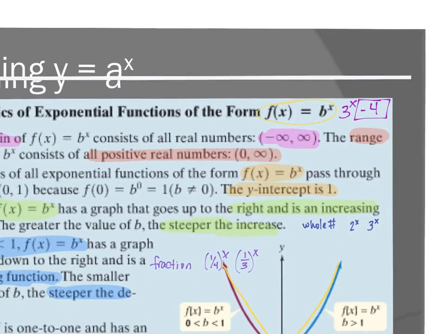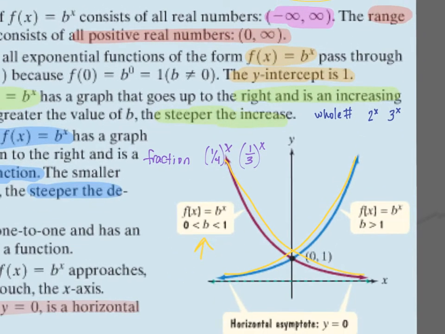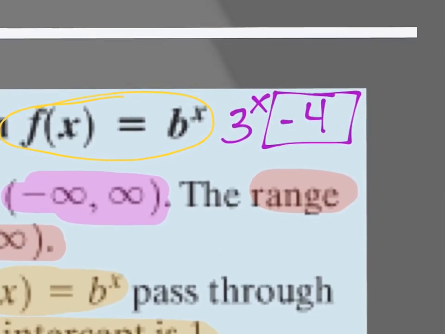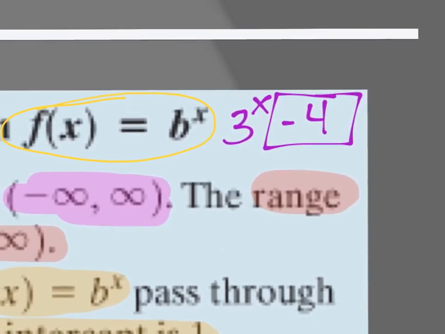Your asymptote: what is the line that this blue line and the purple curve get really, really, really close to but don't touch? The x-axis, okay? Your asymptote is going to depend upon your shifts up and down. What do you think the asymptote is here? What's the asymptote for 3 to the x minus 4? Where does this smooth curve shift down to? Negative 4. So it's going to get really, really close to the horizontal line y equals negative 4, but never do what? Touch it.